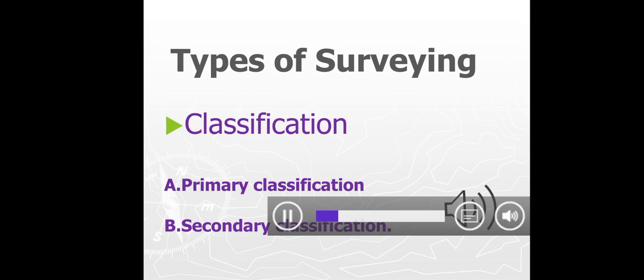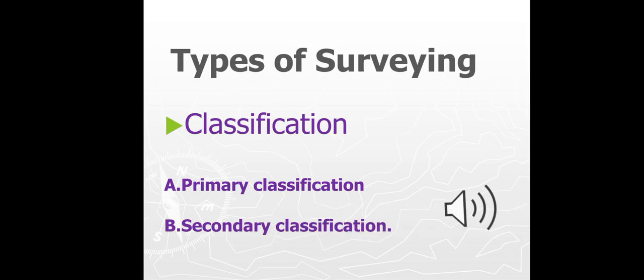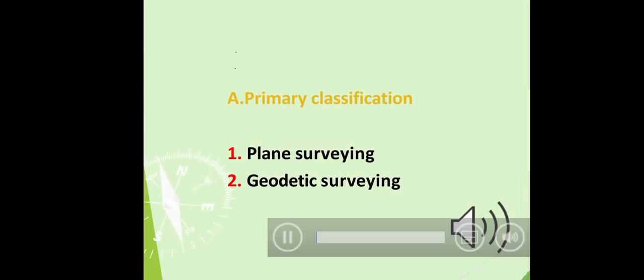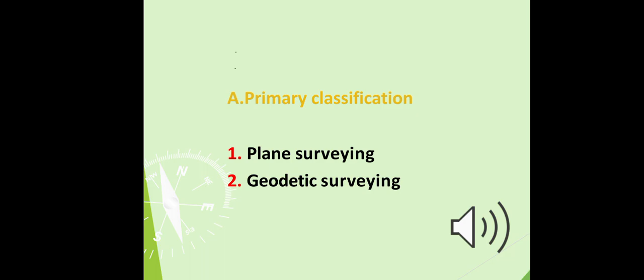Surveying can be classified into two broad categories, that is, number 1, primary classification, and number 2, secondary classification. Primary classification includes plane surveying and geodetic surveying.